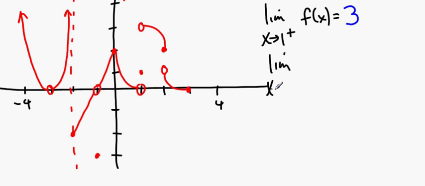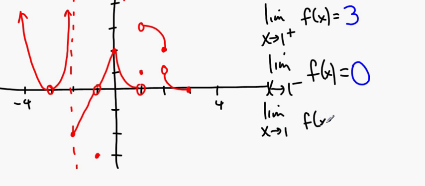But if we ask the question, what is the limit as x approaches 1 from the left-hand side? Well, as we approach from the left-hand side, there's 1. As we come in from the left-hand side, the y values are getting closer and closer to 0. Which leads us to conclude that the limit as x approaches 1 of f of x, well, what would that be? Well, that would be the number that the function f is getting closer and closer to as x gets closer to 1. And you think 3, 0, 3, 0, 3, 0. But they don't agree, so it's DNE. We say that the limit as x approaches 1 does not exist.